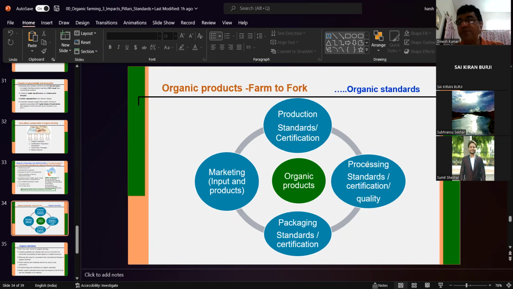Similarly, for processing, if you are producing value-added products, then at the processing level also you have standards and certification. And then again for packaging, if you are doing packaging in bags or in poly bags, what kind of packing you are doing does not matter. It can be in boxes, it can be in any kind of packing, but still you will have some standard, and certification is done at the packaging stage also. Similarly, marketing, inputs and products.